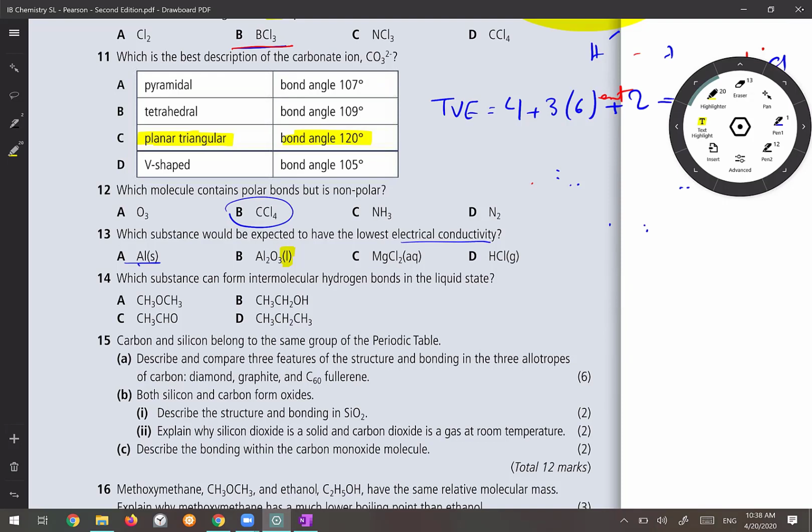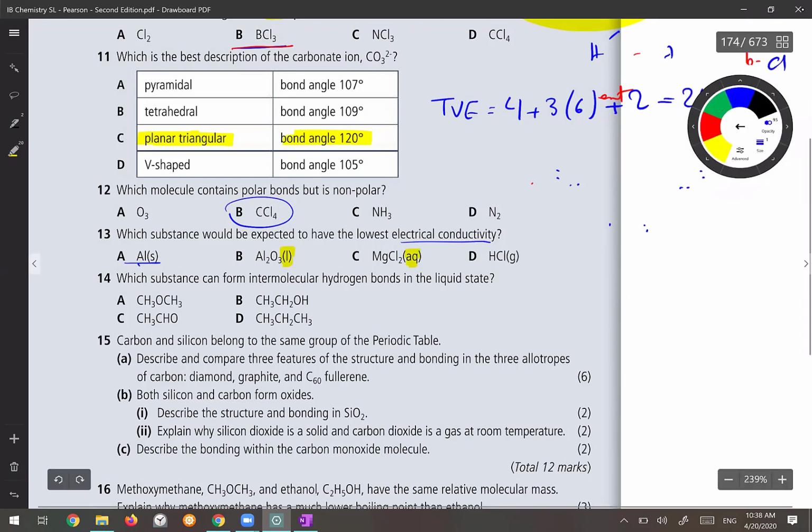Okay. In part C, what type of material is that? MgCl2? Ionic. Again, the point is that it's aq. What does it mean? It means it has dissolved in water. When they dissolve in water, again, the cations and anions separate from each other and become free to move, so they become conductive again. So parts A, B, and C are all electrically conductive in the states given: solid, liquid, and aqueous. But for the last one, HCl, what type of material is that?